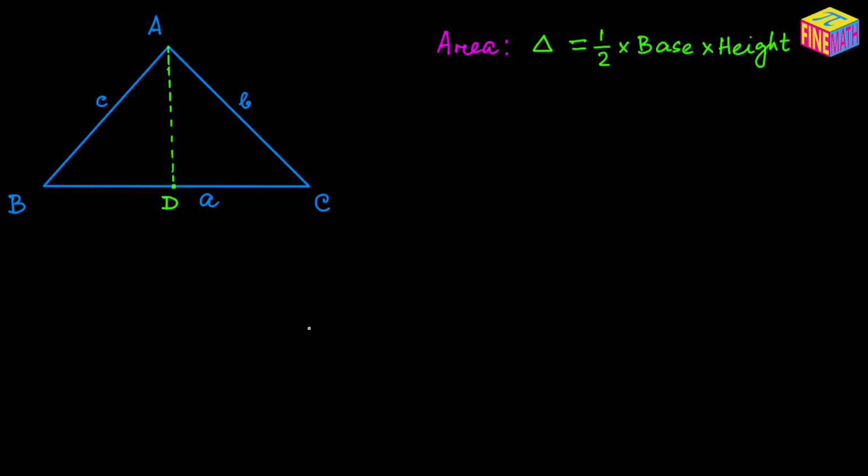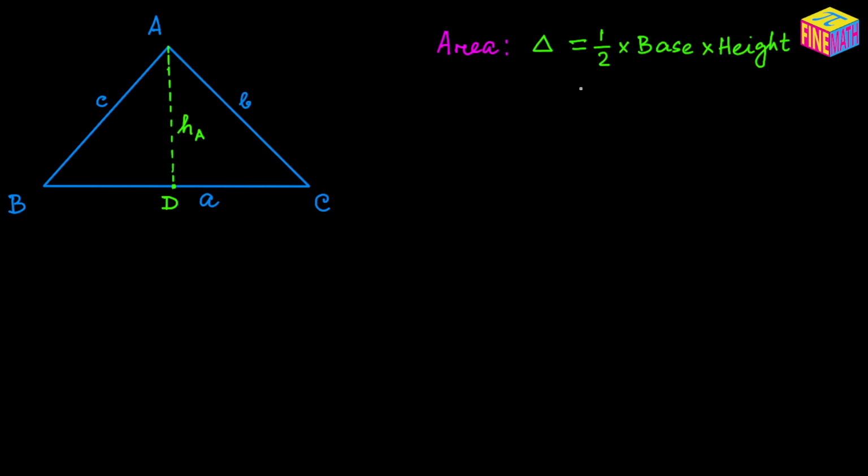The height is always the height of the vertex opposite to the base. So in this case, if BC is the base, then the opposite vertex is A, and we have to find out what is the height of A. That means the perpendicular distance between A and BC. Let's name it as h sub A. I want to use lowercase letter h to indicate it's the height, and I'm using a subscript A to indicate that this is the height of A from the opposite side.